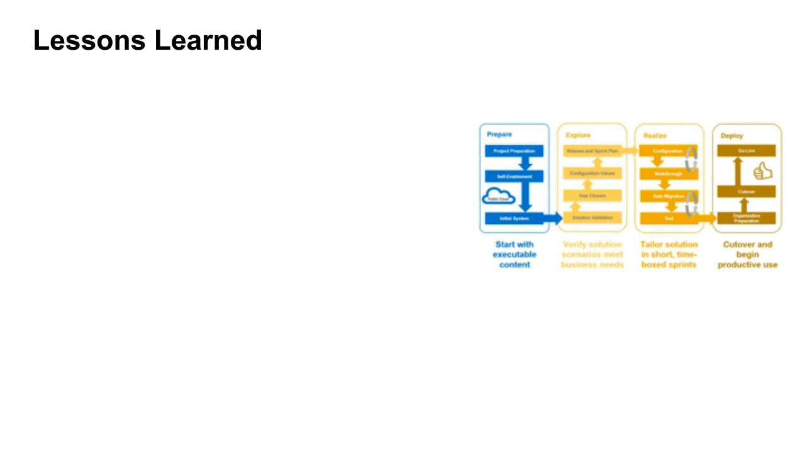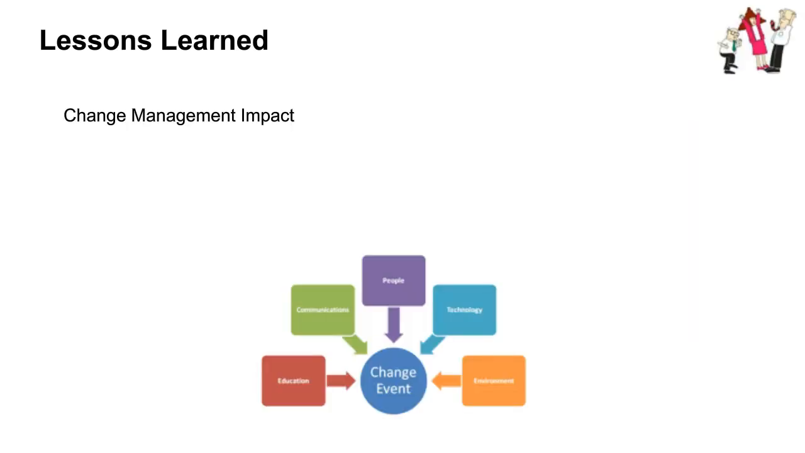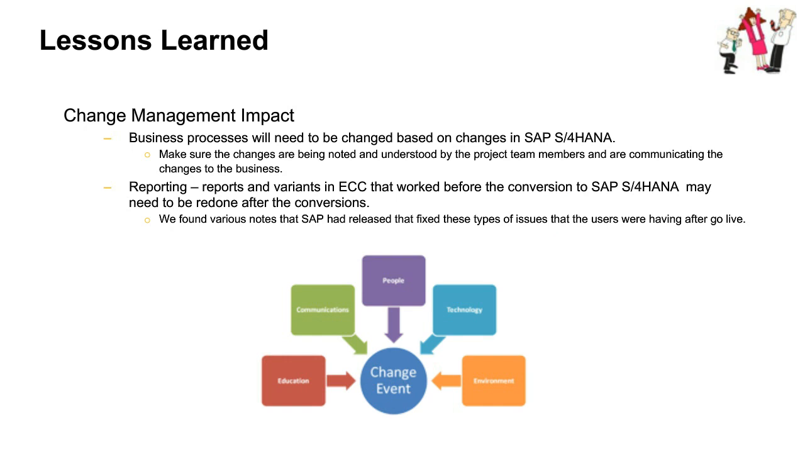So just very quickly, preparing for go live and support. You've just got to be careful that you have the right users assigned, and also that you have the reconciliation reports before and after in place and running. And then finally, just any kind of change management processes that you need to consider. Make sure that you have documented those business processes that will change, and that you manage the lines of business that have to deal with those changes through the process. And any kind of reporting variants and things that you've saved beforehand in ECC may not be applicable afterwards.